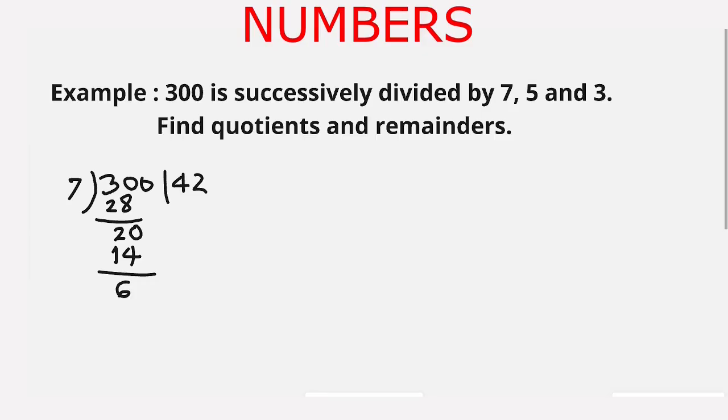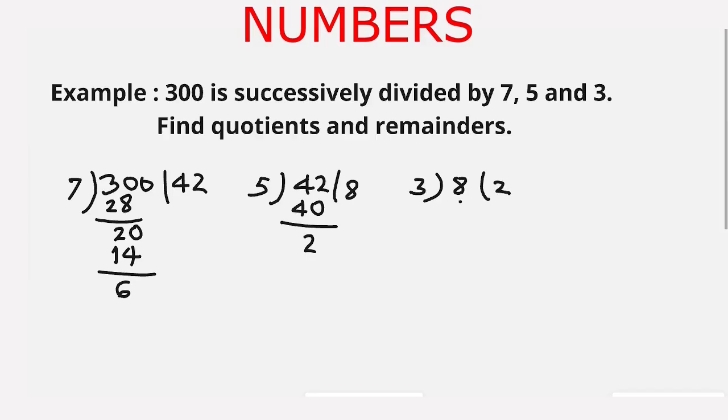Now quotient is 42. 42 is divided by 5. 5 divides 42 for 8 times and 8 times 5 is 40. 42 minus 40 is 2. Our second quotient is 8 and remainder is 2. Now we are dividing 8 by 3. 3 divides 8 for 2 times. 3 times 2 is 6 and remainder is 2. So our successive quotients are 42, 8 and 2. And successive remainders are 6, 2 and 2.